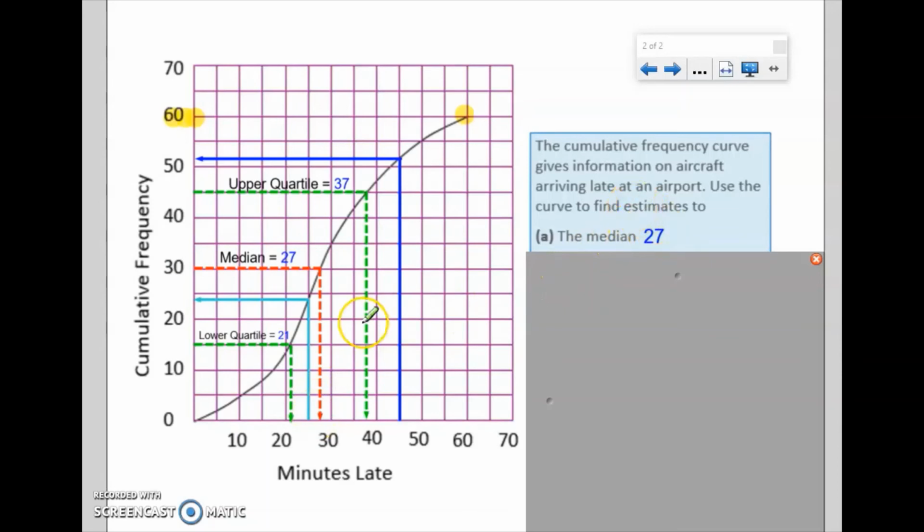Remember, that is an estimate. So depending on the accuracy of your drawing, anywhere between probably 25 and 29 would be accepted as a correct median.